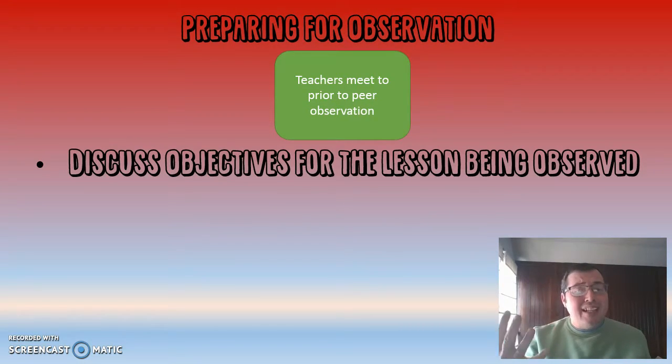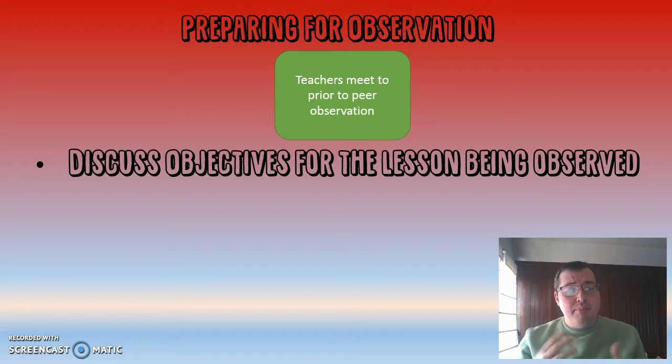So we discuss the objectives for the lesson being observed. That's the very first thing. Here's what I'm teaching. Here's why I'm teaching it. Here's what I want the students to learn from doing this.